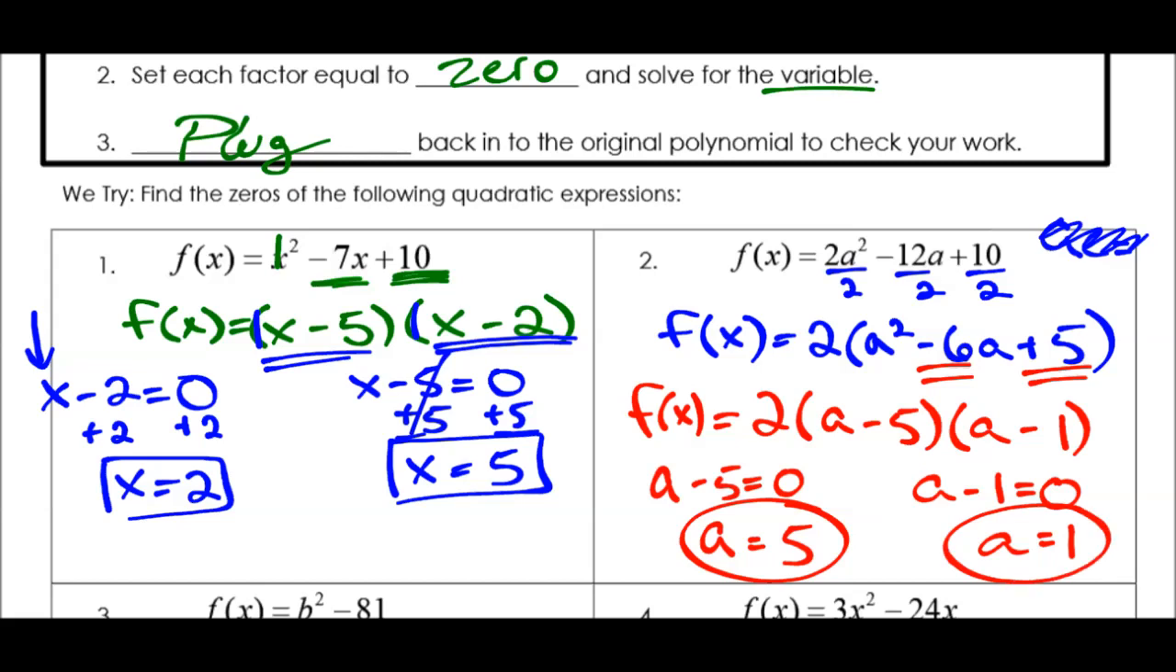You can plug those right back into the original polynomial. You plug in 5, or you can plug in 1, but you do those separately. You don't do it at the same time. You plug in 5, and then separately you can plug in 1, and they should both make it equal to 0.